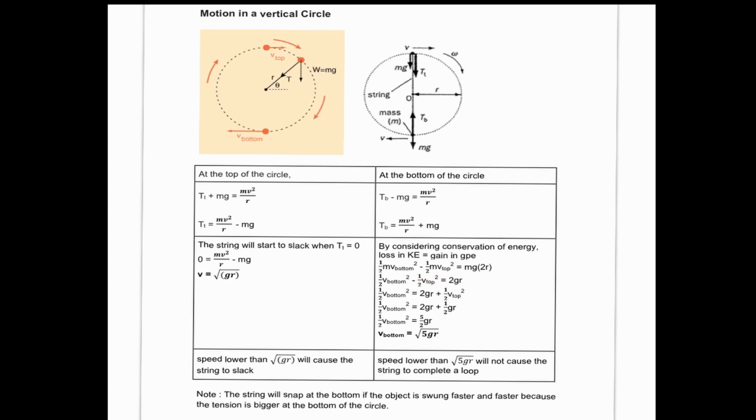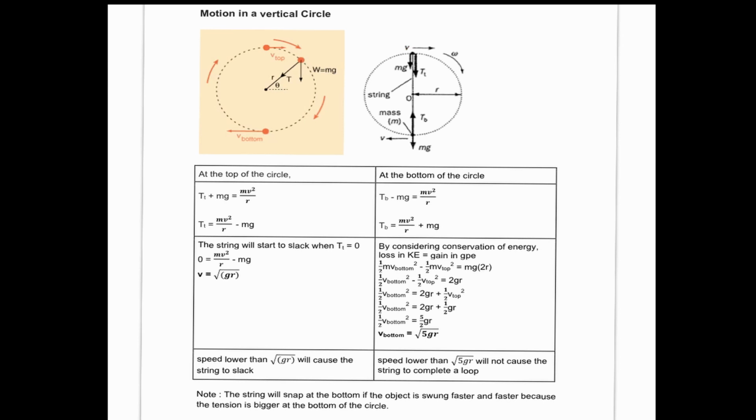We can substitute the v on top here as square root gr. So this v at the top we substitute as square root gr, you square it, you get gr. Then we'll be able to find the minimum speed at the bottom, which is square root 5gr. So the minimum speed here is square root 5gr, in order for it to reach the top with a speed of square root gr, so that the stone can complete the circle and the string will not slack.